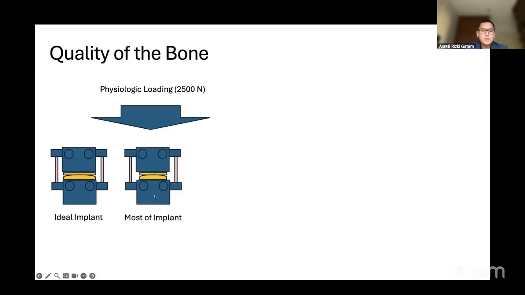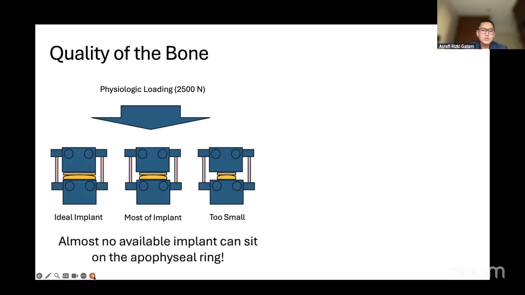But most of the implants that we could fit in do not really sit on the apophyseal ring, but more on the center of the vertebral body. And sometimes the implant is even too small, located on the center of the vertebral body. So almost no available implants can sit on the apophyseal ring.